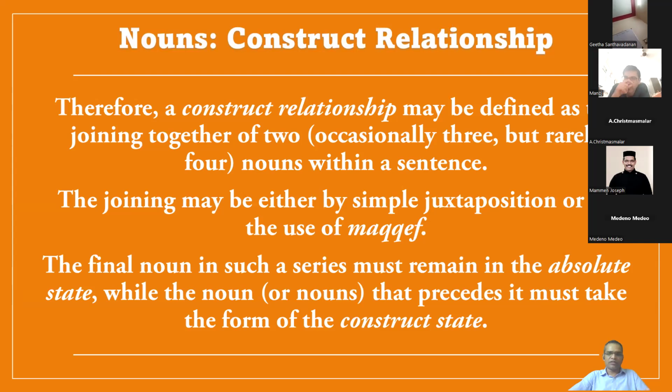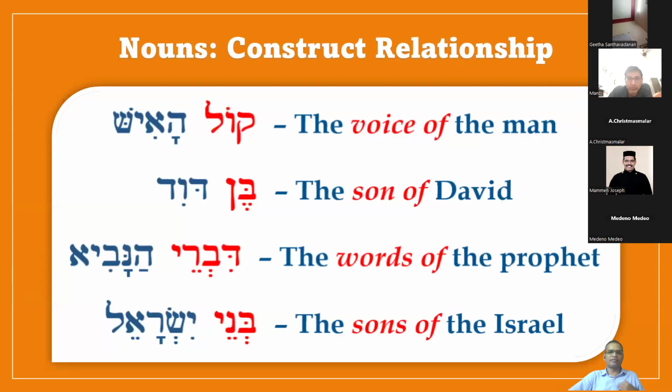If there are three nouns, the first one and the second one will be in the construct state, the third one will be in the absolute state. If there are four nouns, first, second, and third will be in the construct state and the last one will be in the absolute state. The son of David, the father of, like, it will keep on adding "of". So the final noun in such a series must remain in the absolute state, while the noun or nouns that precede it must take the form of the construct state.